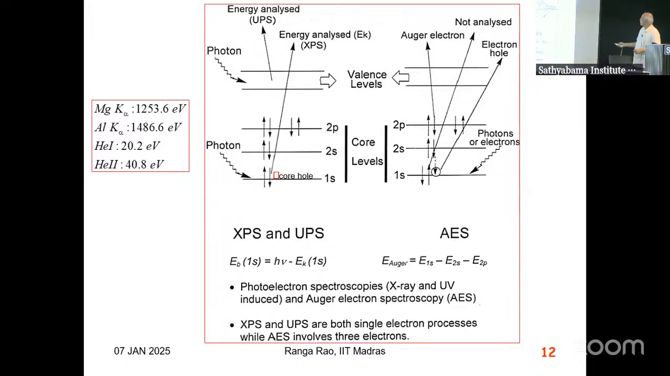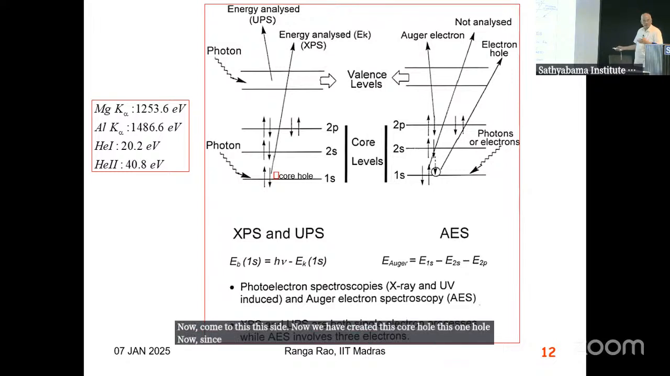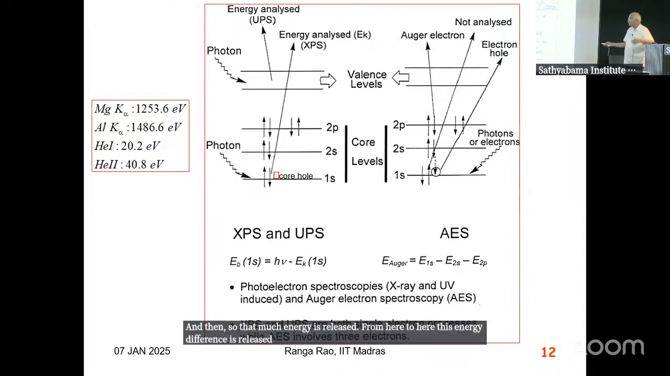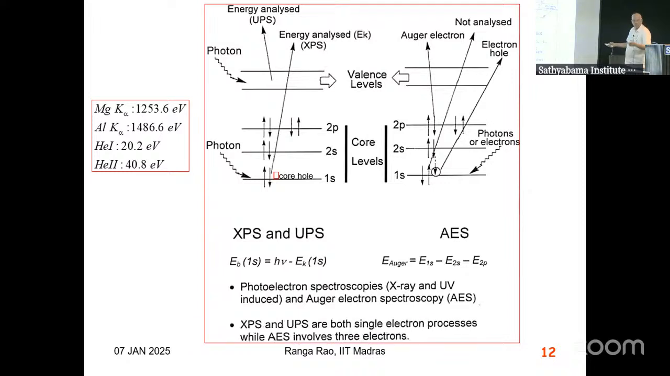Now come to this side. Now we have created this core hole. Since it is created, the atom is unstable. To make it a little more stable, electrons sitting in the higher energy levels can jump into this, and so that much energy is released from here to here. This energy difference is released, and that energy can come out as X-ray.